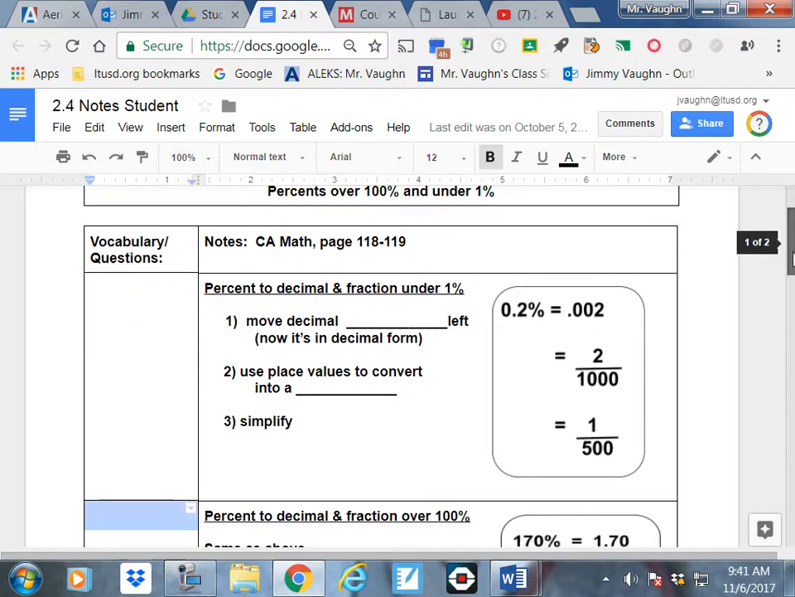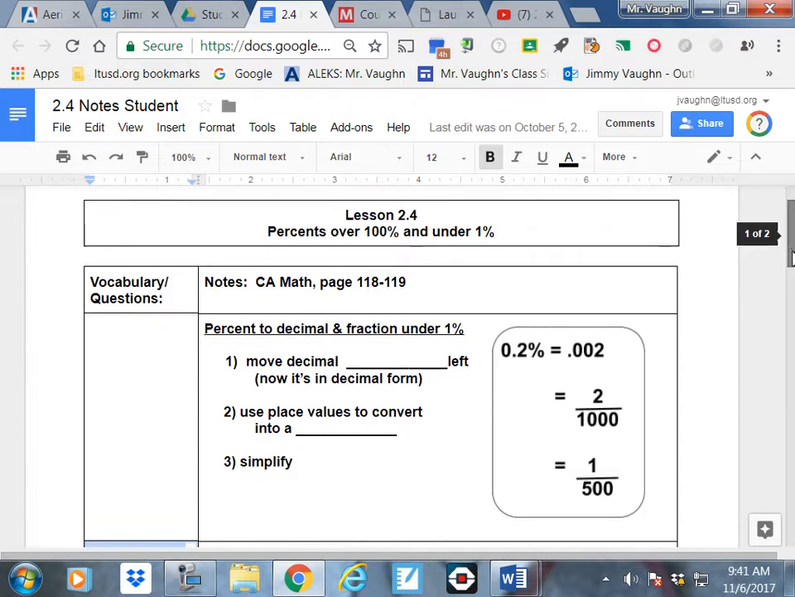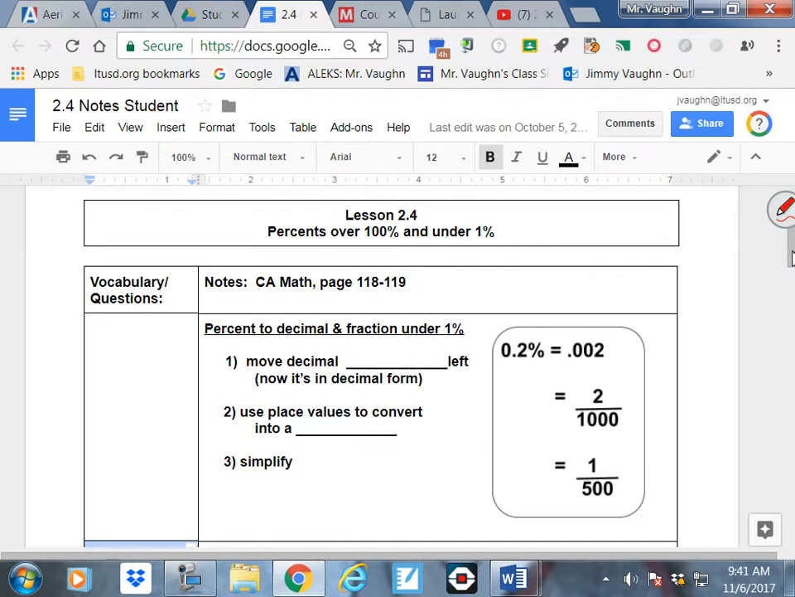So, like I said, percents can be very small or they can be very big. You really use the same process to work with them as you do with a regular percent, 25% or something like that. You just deal with it the same exact way. It's just the numbers are a little bit bigger or smaller.